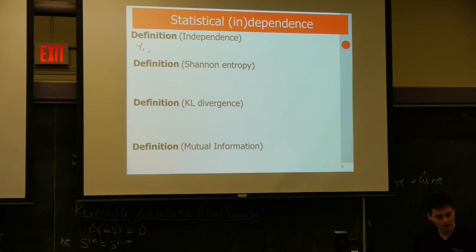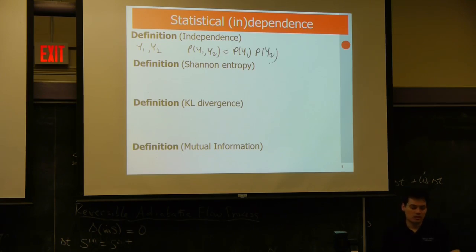So say y1 and y2 are two random variables. So I'm asking you, what does it mean that they are independent? Right, the joint distribution factorizes. So say if they have densities, then p(y1, y2) is the product of the marginal densities.